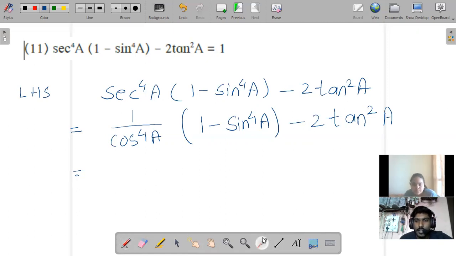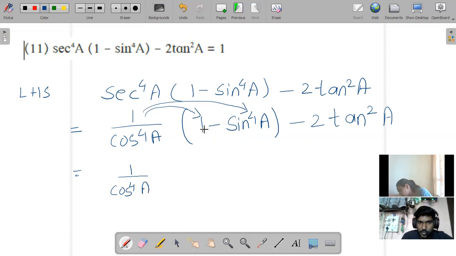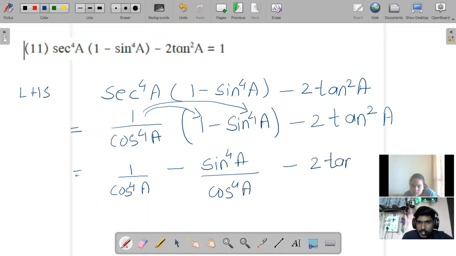Okay. Now you multiply this 1 upon cos raised to 4a inside this bracket. So this into 1 and this into sine raised to 4a. So 1 upon cos raised to 4a into 1 will remain the same thing, minus 1 upon cos raised to 4a into sine raised to 4a will give you sine raised to 4a upon cos raised to 4a, and this minus 2 tan square a as it is. Is it fine up to here?